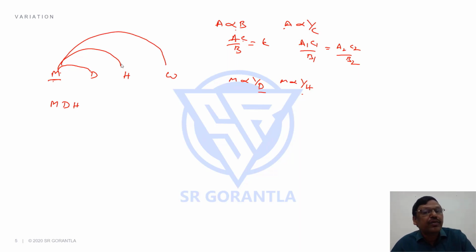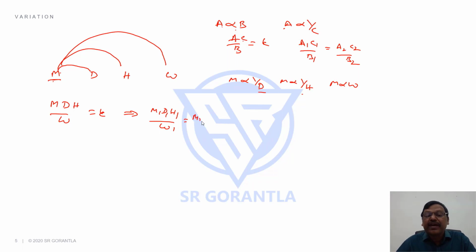Men and work, if you do more people, the total output will be more. So they will do more work. Less people, they will do less work. It is direct relation. Men and work are directly related, and direct relation means ratio is constant. So M by W is constant. In other words, we write it as M1 D1 H1 by W1 equals M2 D2 H2 by W2.